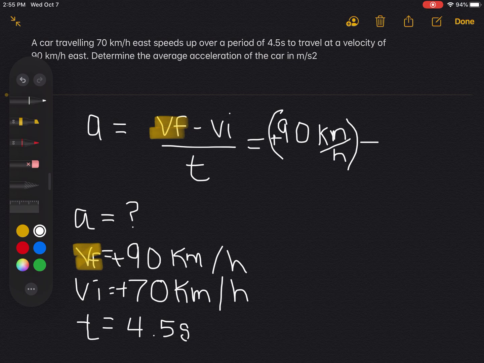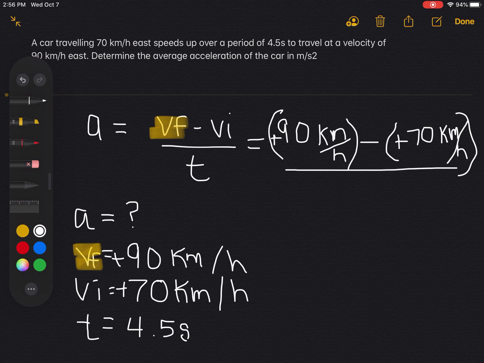VI is 70 kilometers an hour. So we're going to write that into our formula as plus 70 kilometers an hour. And then we are going to divide that all by our time. And our time is 4.5 seconds.